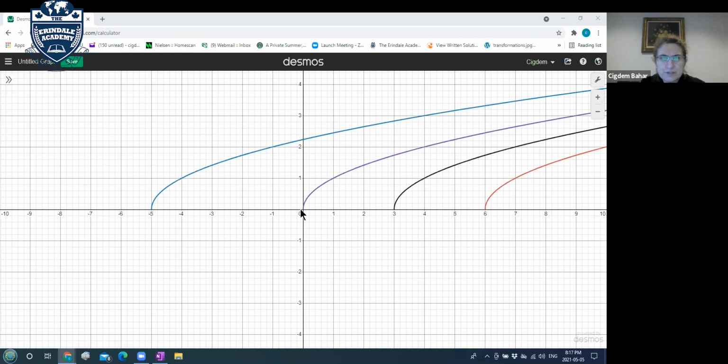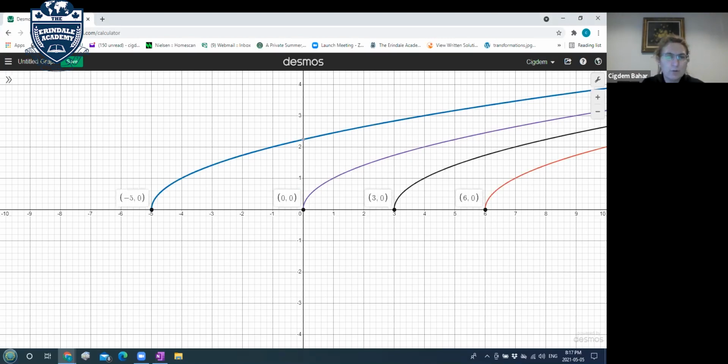So the original one is here from 0. This one is 3 units shifted to the right. This one is 6 to the right. And this one is 5 to the left. So the domain is changing each time, guys. This is domain from 0 and up. This one's domain is from 3 and up. And this one's domain is starting from 6 and up. And this one's domain starts from -5 and greater.